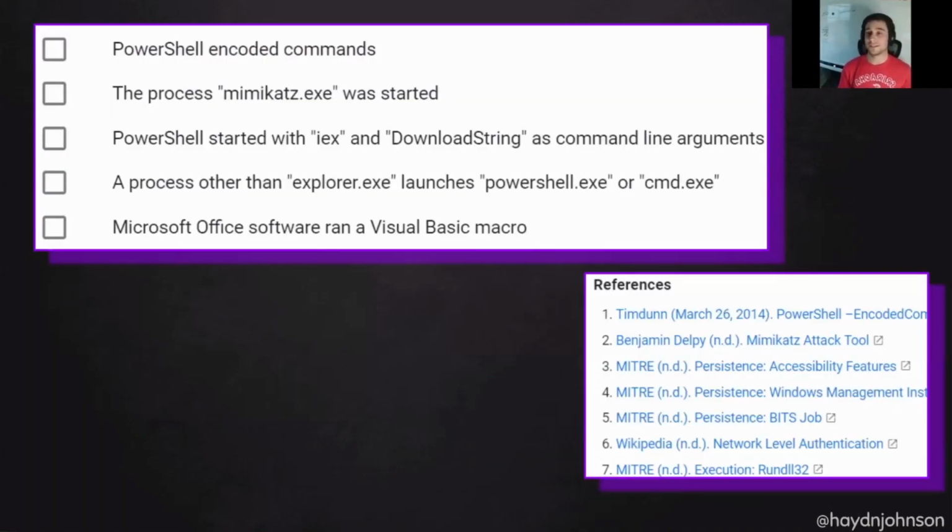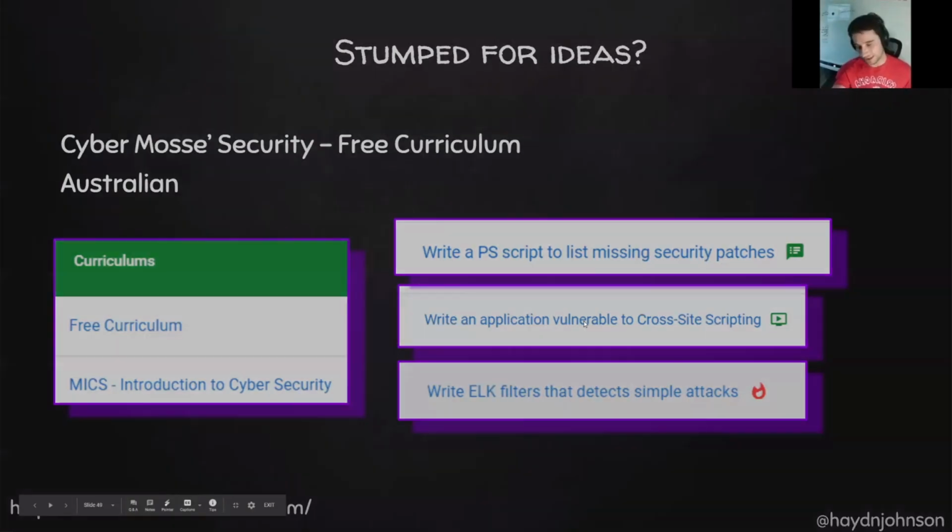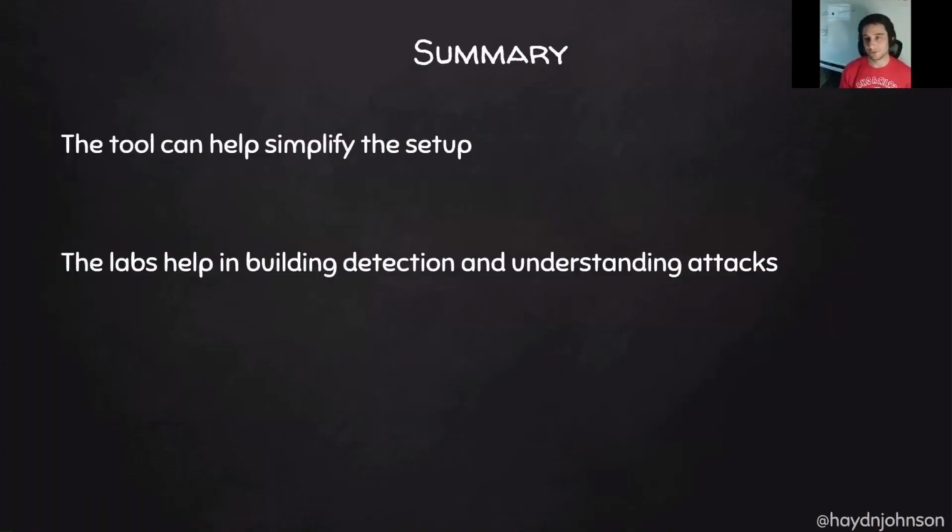So in this one, as an example, it just says PowerShell encoded commands. You want to detect, how do you detect that? The process mimikatz.exe was started. Gets a little bit harder because everyone loves Mimikatz. And then in the logs, like a process other than Explorer launches PowerShell.exe or CMD. So again, in ELK, I showed like the process name. You could just do not Explorer.exe and process equals PowerShell.exe. And then the bottom right, they have references. So I definitely have the link in the bottom left, which is pretty cool. So you should have a takeaway for that.